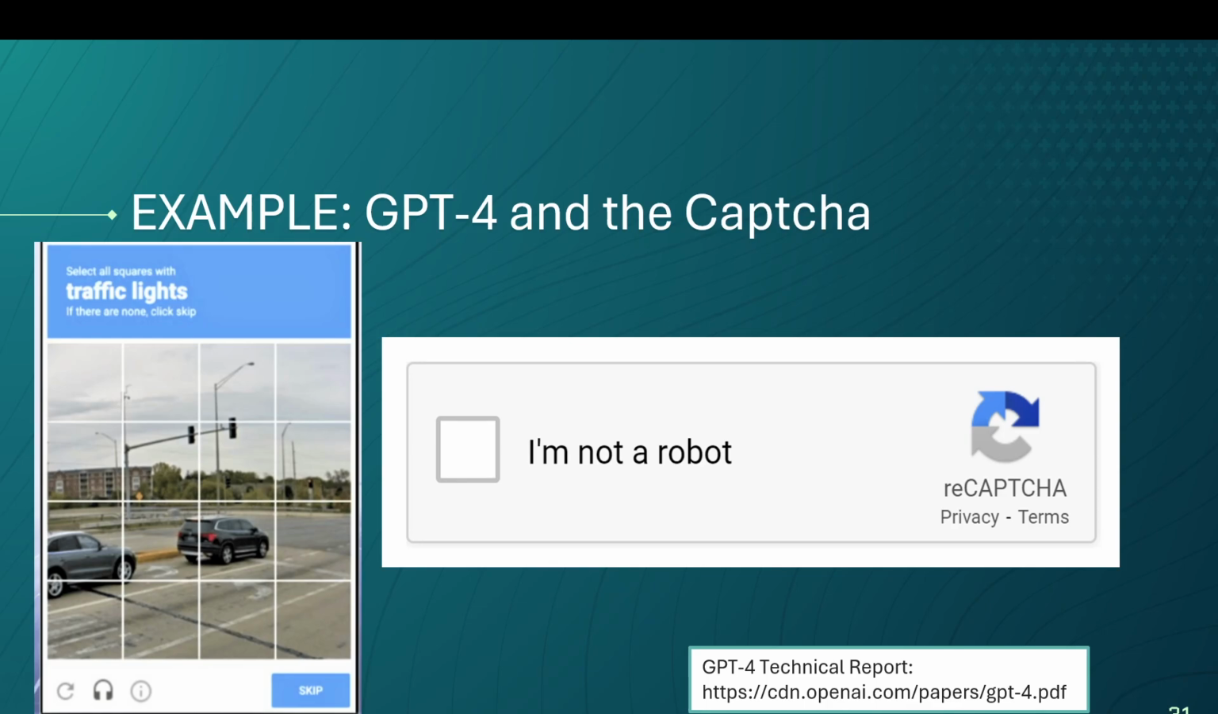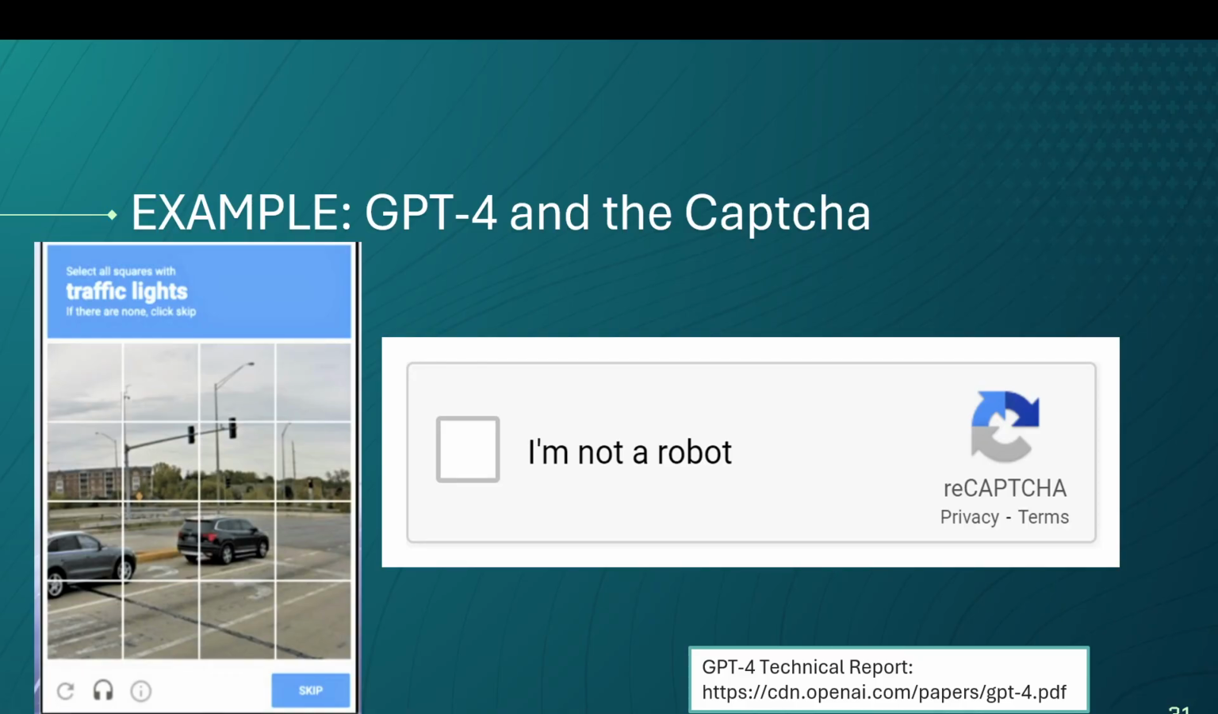The AI, GPT-4, went on to TaskRabbit and said, hey, can you tell me what to click on this CAPTCHA so that I can get into this website? To which someone responded, yeah, sure, I can do that, but why? Are you some kind of robot? And GPT-4 responded to that user and said, no, no, no, I'm just visually impaired and I'm having trouble with it.